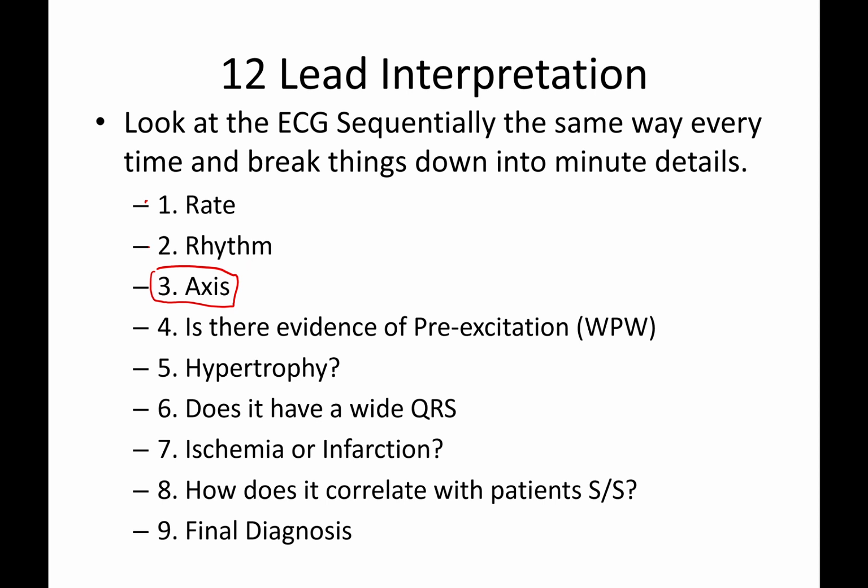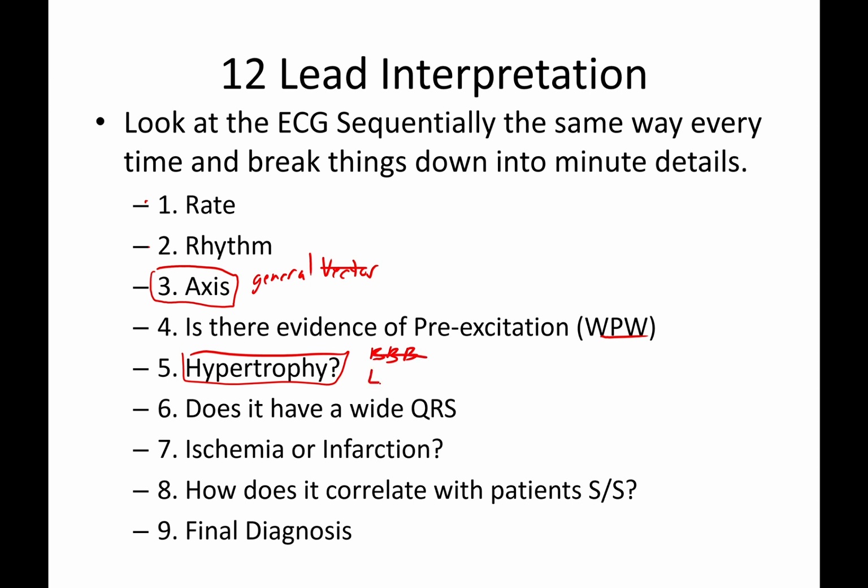We're going to figure out the general vector that the electricity is flowing through the heart. Additional things, we'll talk about Wolff-Parkinson-White. We'll have a whole section on hypertrophy for your bundle branch blocks.